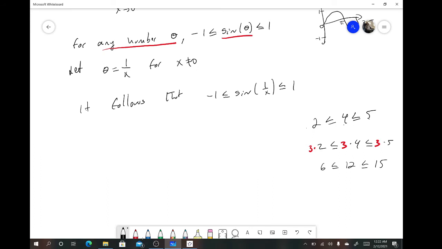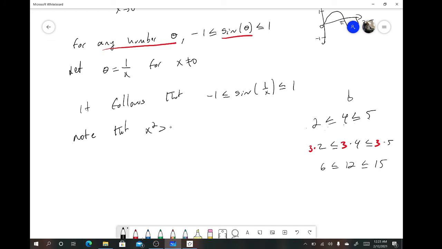So if I multiply an inequality by a positive number, I'm not changing the inequality. I'm not changing the statement. The statement still remains true. That is not necessarily the case with a negative number. But with a positive number, we could definitely do that.